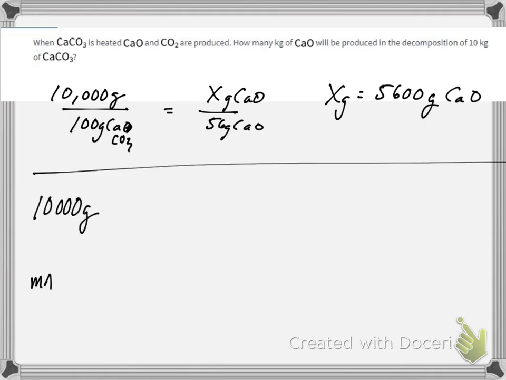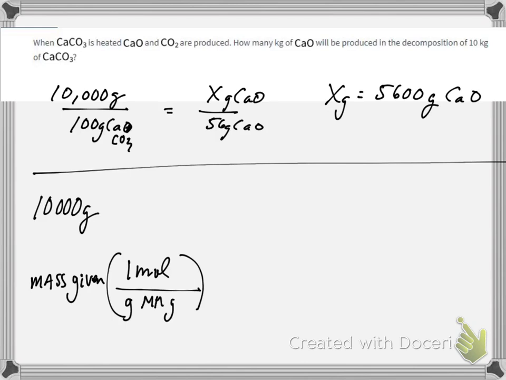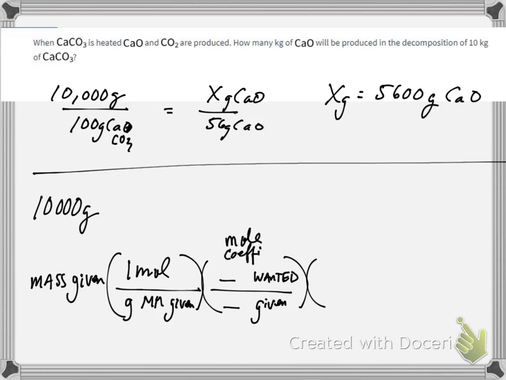Now doing it the conversion factor method, so there's a formula. So let's go over the formula. Mass given times 1 over the molar mass of the given times the mole ratios of wanted value over given, right? These are moles, mole coefficients, times the molar mass of wanted, right? So first you divide by the molar mass given, then you multiply by the coefficients, and then you multiply by the molar mass of wanted.